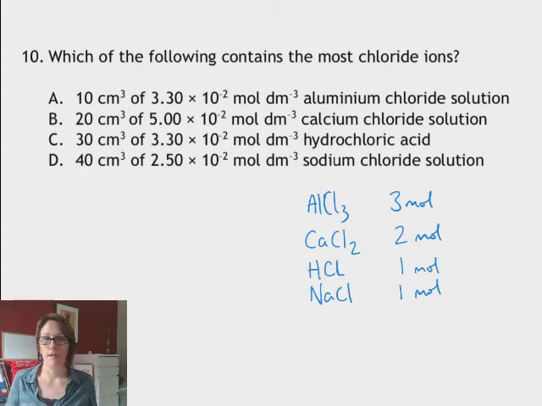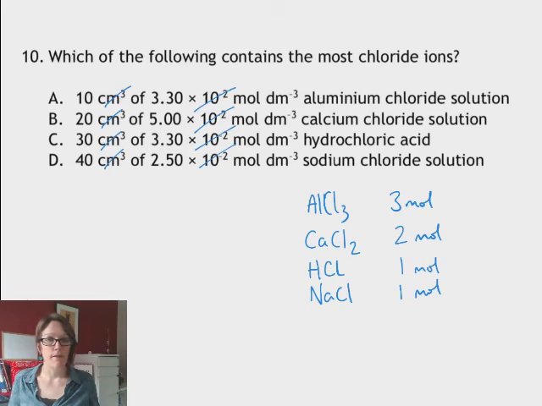So what I can do is, instead of doing 10 over 1,000 to make decimetres cubed, and then timesing that by 3.3 times 10 to the minus 2, I can actually ignore those numbers. I can ignore dividing by 1,000 because every single one needs to be divided by 1,000. And I can ignore the 10 to the minus 2 because every single one has it, and I only need to know the biggest number out of the 4. I don't need to know the actual real numbers in moles. If you don't understand why you're doing that, don't do it. Just work out the moles. It'll take you longer, but you get the right answer.